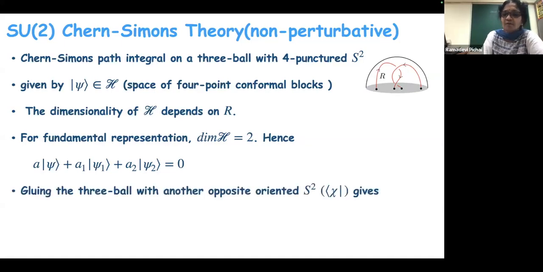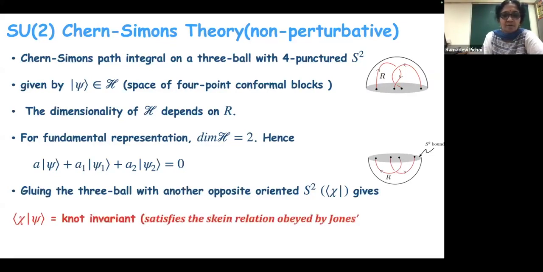So this fixes it. I have taken only the upper ball, and once I take the upper ball, I have to glue it with a lower ball, and the lower ball states are typically taken to be a dual vector state, denoted by a bra of chi. So this is what I've shown here. And the claim is that the inner product of the dual state with the state formally should give you the information about the knot invariant. I can use the above relation to put the chi here, and chi here, and you'll ask what are psi 1 and psi 2.